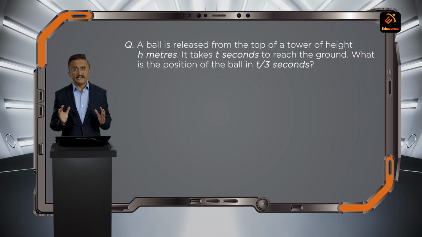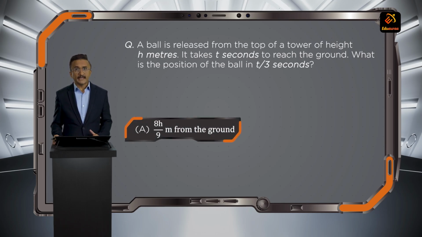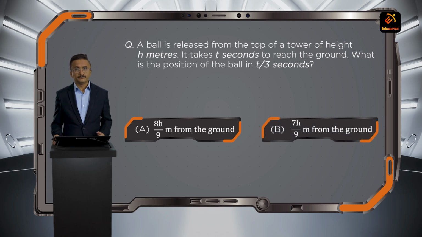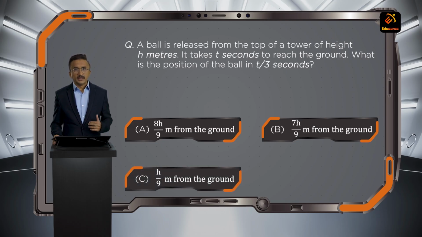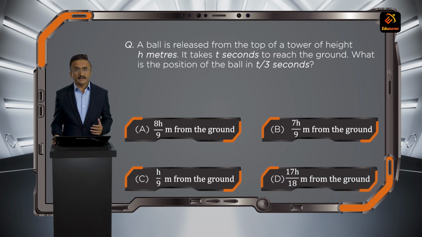Now we have the next question. A ball is released from the top of a tower of height h meter. It takes t seconds to reach the ground. What is the position of the ball at t by 3 seconds? Options are: option A, 8h by 9 meter from the ground; option B, 7h by 9 meter from the ground; option C, h by 9 meter from the ground; and option D, 17h by 18 meter from the ground.